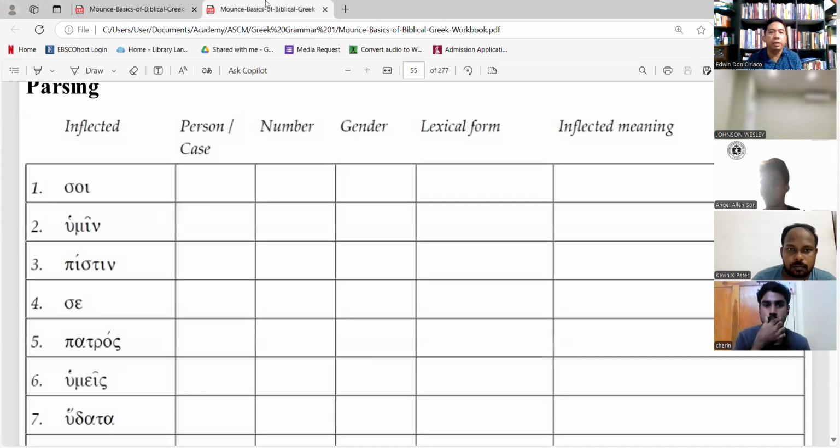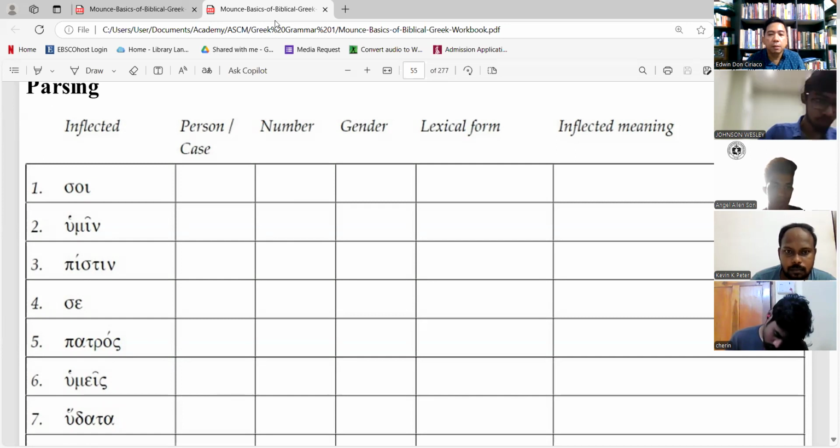So in the parsing, it is second person singular, gender is still masculine, and then lexical form is su, sigma upsilon. And then the inflected meaning is to you. Okay? To you. And then humin, remember the upsilon class? Humin. It is second person, and then number is plural. Okay? The number is plural form.